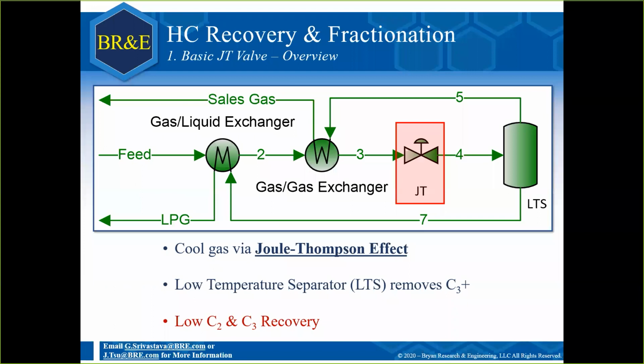So let's talk about the very first way of fixing the biggest problem, our dew point. This is a basic JT valve skid. At the start, you'll see some basic heat integration, followed by a JT valve, and then separation occurs in the LTS, the low temperature separator. The point of the JT valve is to cool the gas via the Joule-Thomson effect. After the gas is cooled, the low temperature separator will remove any C3 plus below.